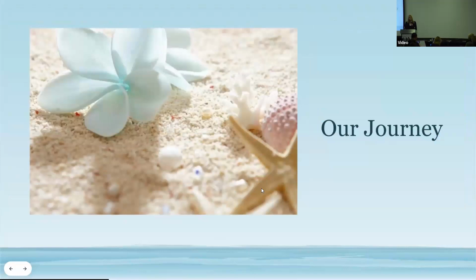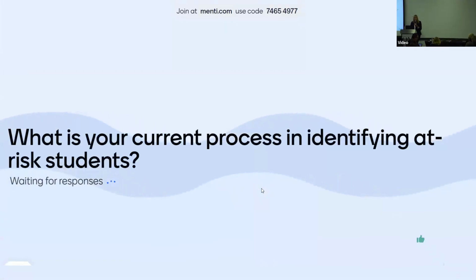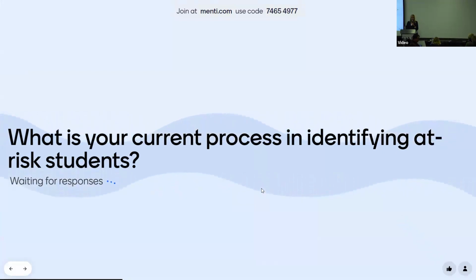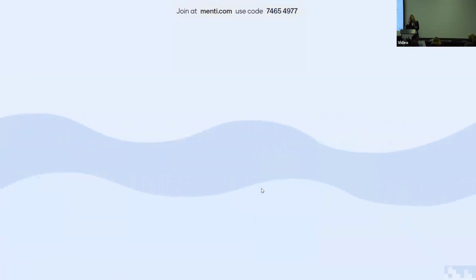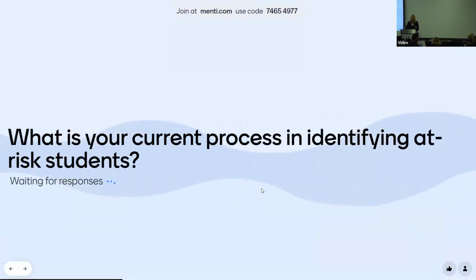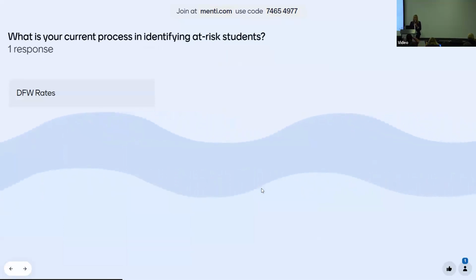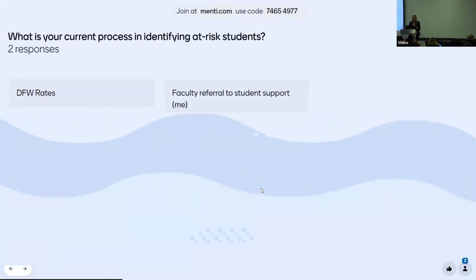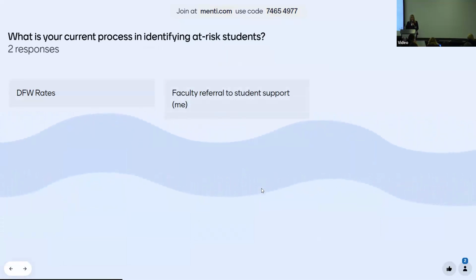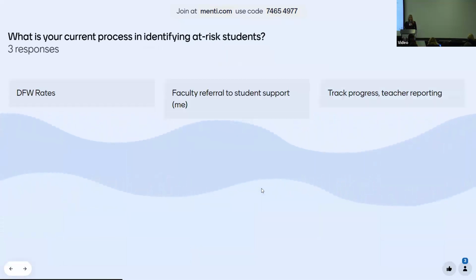So talk a little bit about our journey. What is your current process in identifying at-risk students? DFW rates, okay. Yeah, it's menti.com, and then you put the code 74654977.